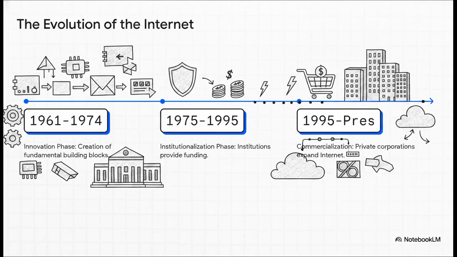The internet didn't just appear out of thin air, you know. It actually grew up in 3 very distinct phases. First up, from 1961 to 1974, we had the innovation phase. This was all about creating those fundamental building blocks and early concepts. Then, from 1975 to 1995, we entered the institutionalization phase. This was absolutely crucial because large institutions, universities, and government agencies stepped in. They provided the heavy funding needed to legitimize and really scale the network. Finally, from 1995 to today, we hit the commercialization phase. Private corporations completely took the wheel here, expanding the internet into the absolute beast of a commercial infrastructure we rely on right now.